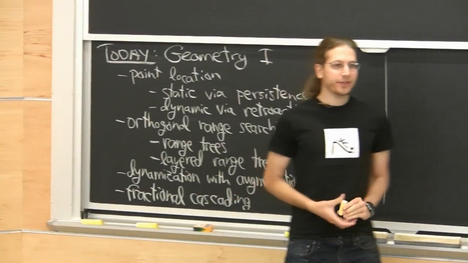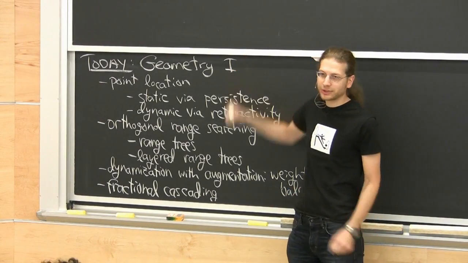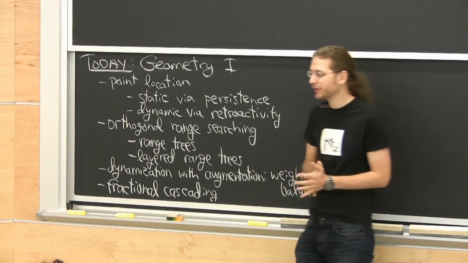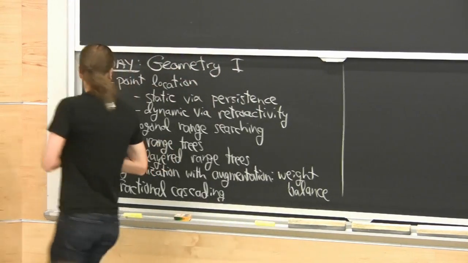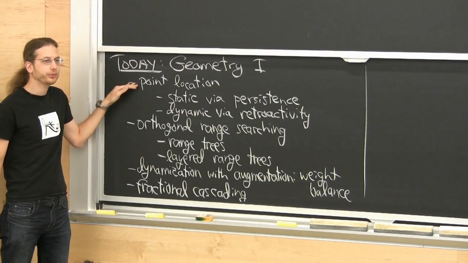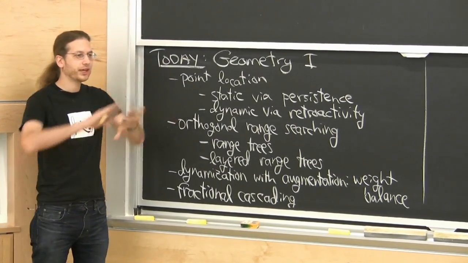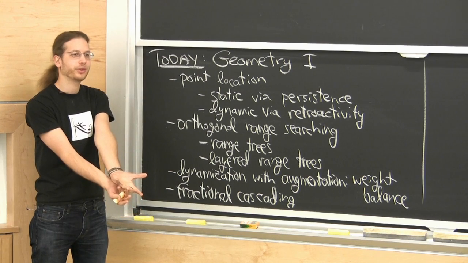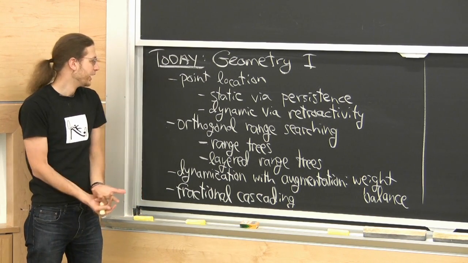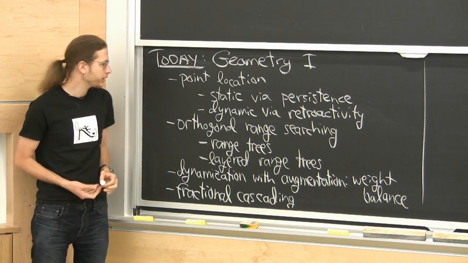All right, let's get started. So today we start out geometric data structures. There are two lectures on this. This is lecture 1. And we're going to solve two main problems today. One is point location, which is finding yourself in a map. And the other is orthogonal range searching, which is catching a bunch of dots with a rectangular net. And they're fun problems, and they're good illustrations of a couple of techniques.